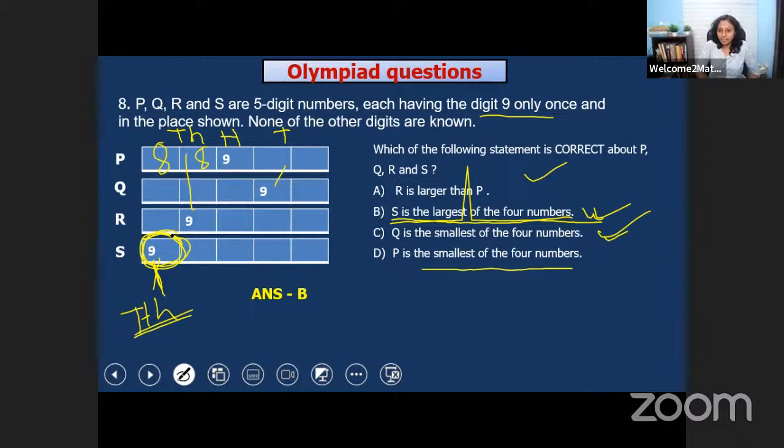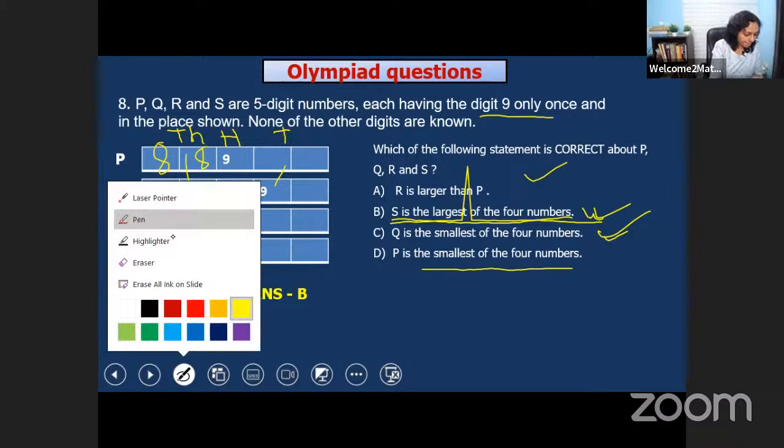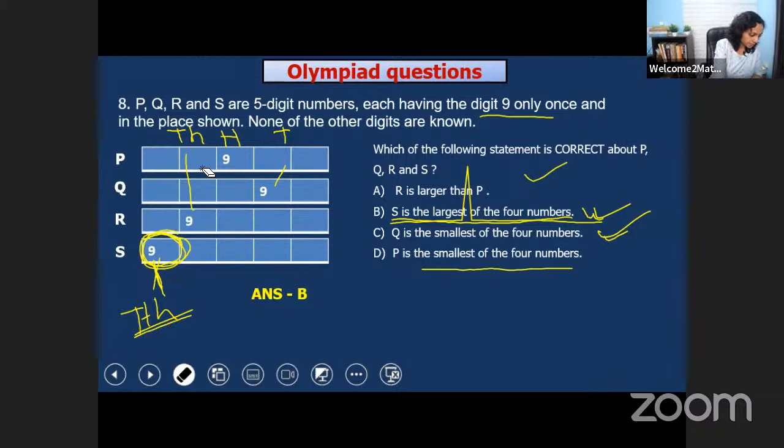So B would be the answer. B is our answer. You all say option A, R is larger than P. How? R. Yes, okay. Understood. Good.